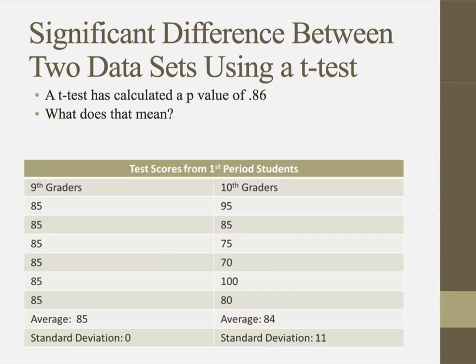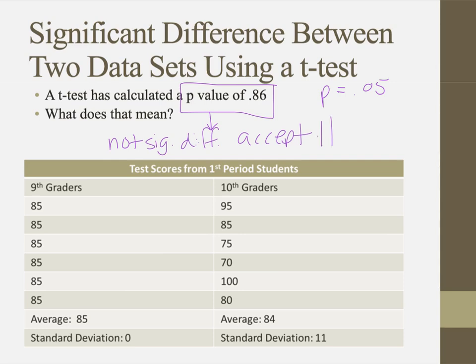So back to our 9th grade and 10th grade data, I took this data and ran a t-test, and I got a p-value of 0.86. Again, if we're using our p of 0.05 or less benchmark, then this means that they are not significantly different, and we have to accept the null hypothesis.